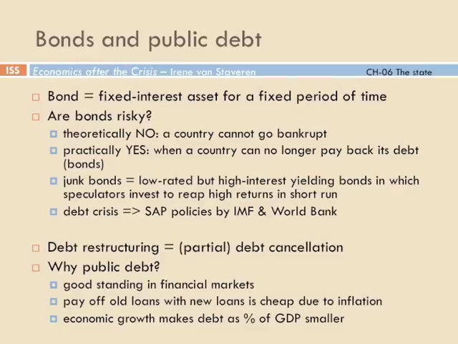The final slide is about bonds and public debt. Bonds are the way governments finance deficits. So when the tax revenue is not big enough to cover all the government expenditures. Who buys then the bonds? Well, that's individuals, big investment funds, and banks.